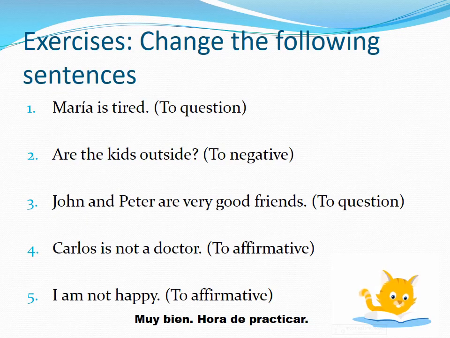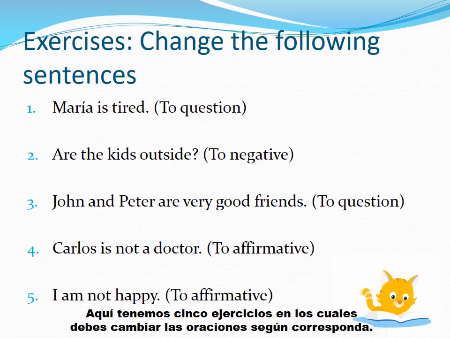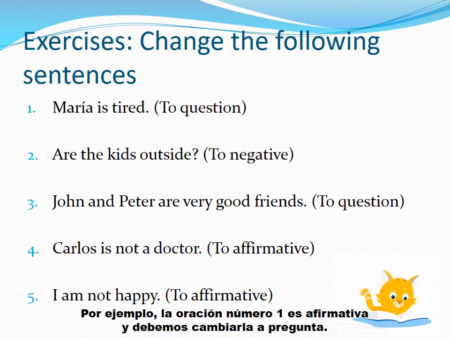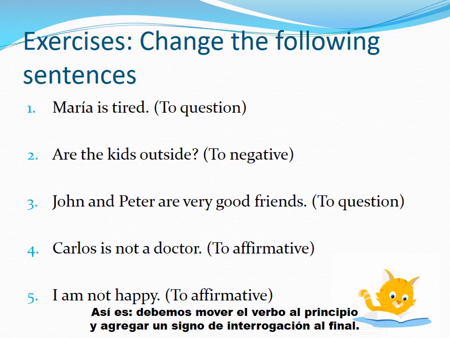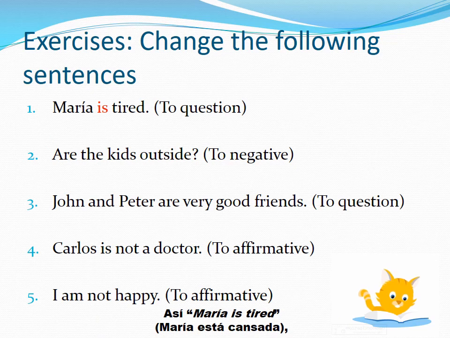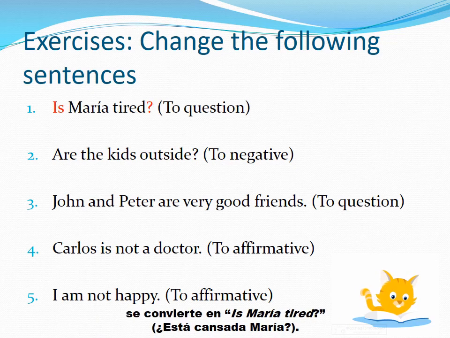Okay, time to practice. Here we have 5 exercises in which you have to change the sentences accordingly. For example, sentence number 1 is affirmative, and we need to change it into a question. So what do we need to do to make a question? That's right, we have to move the verb to be to the beginning and add a question mark at the end. So, Maria is tired becomes is Maria tired?